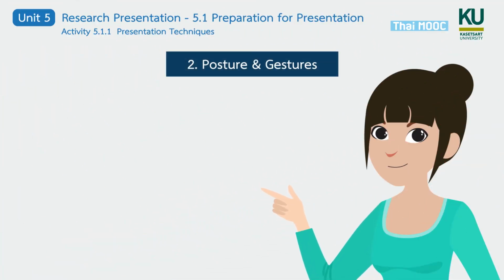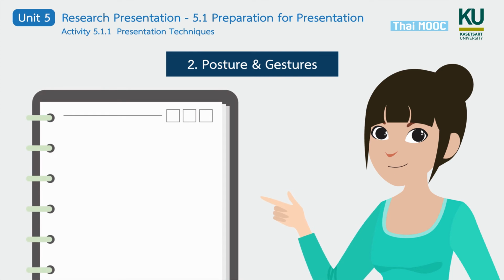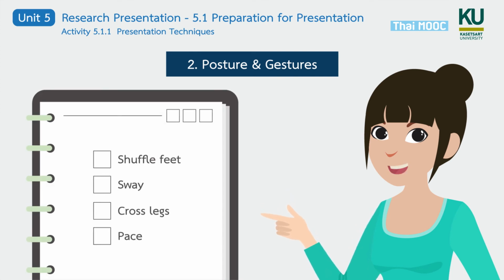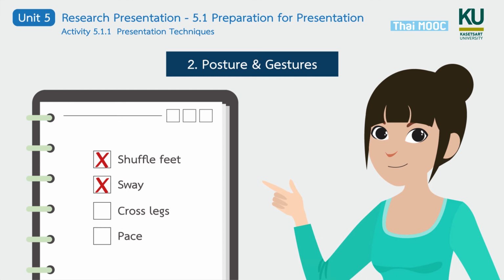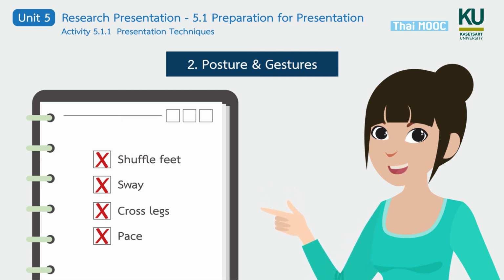Tip number 2. Posture and gestures. These things go together. In terms of what not to do for posture, you don't want to shuffle your feet back and forth. Don't sway your hips or cross and uncross your legs repetitively. Don't pace around like a wild person. You can walk with a purpose. Stop, share your message, and then maybe a minute or so later, walk again. Don't pace.